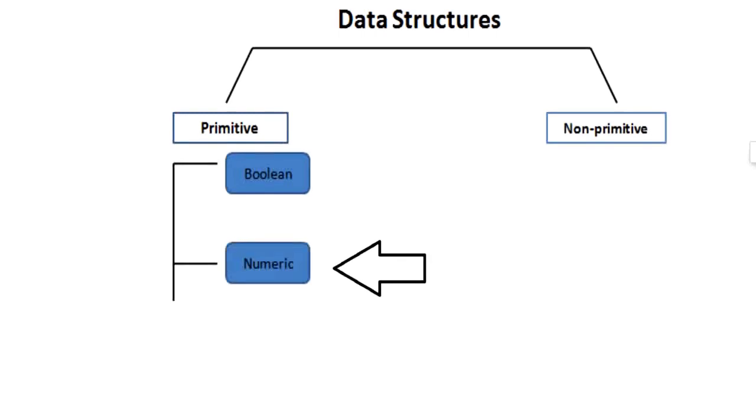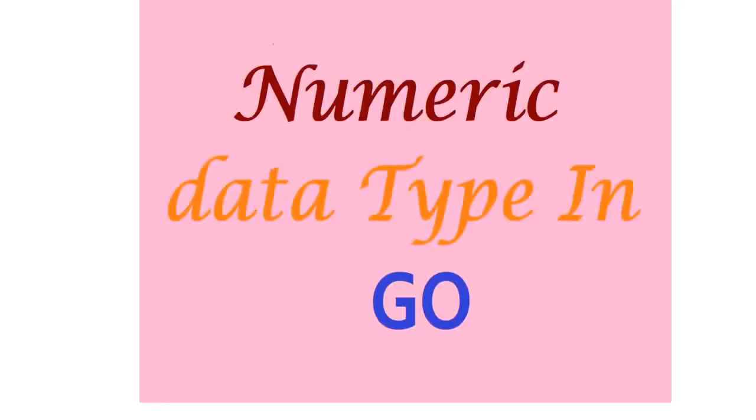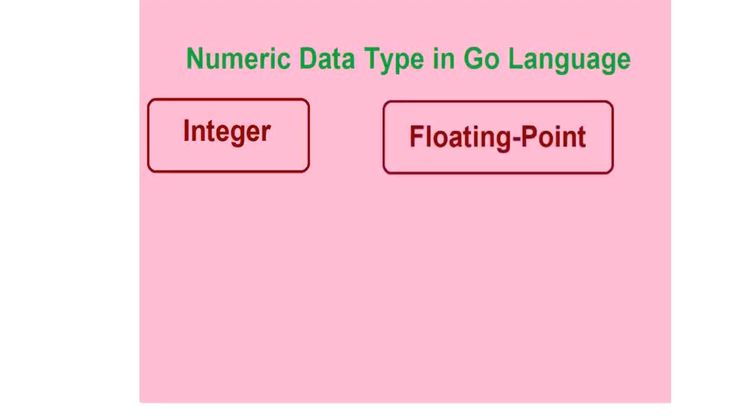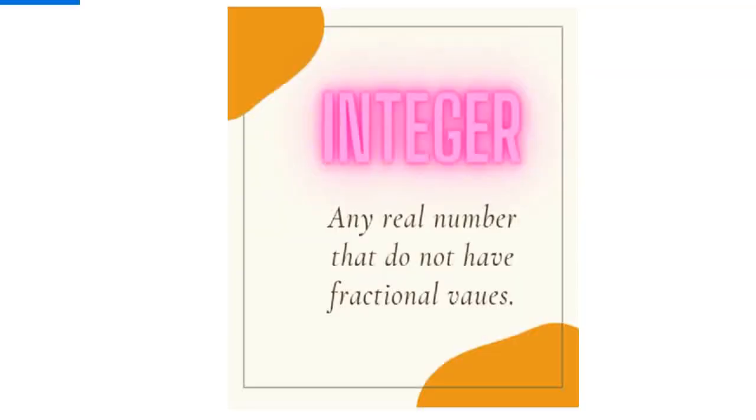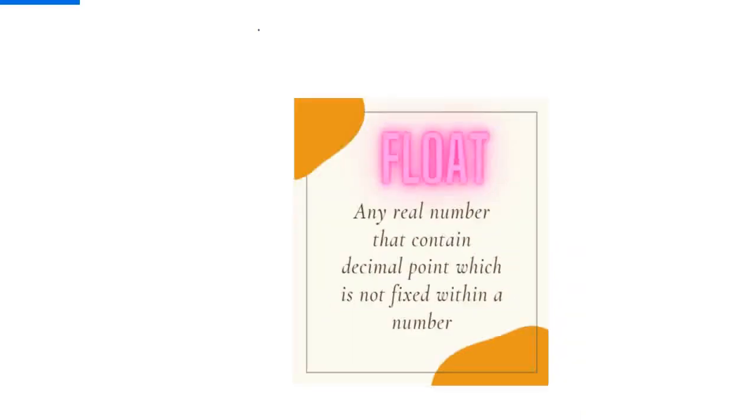Next data type is numeric. As we all know, numeric is simply related to the numbers. In Golang, we can divide numeric data types in two categories. First is integer and second is floating point. Any real number that does not have fractional values is an integer. And floating point numbers are those real numbers that contain a decimal point which is not fixed within a number.